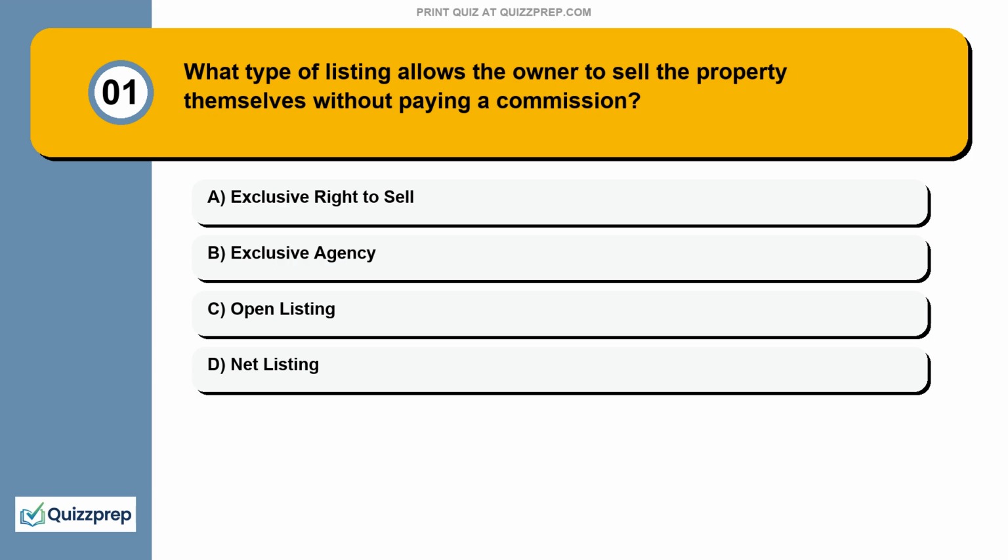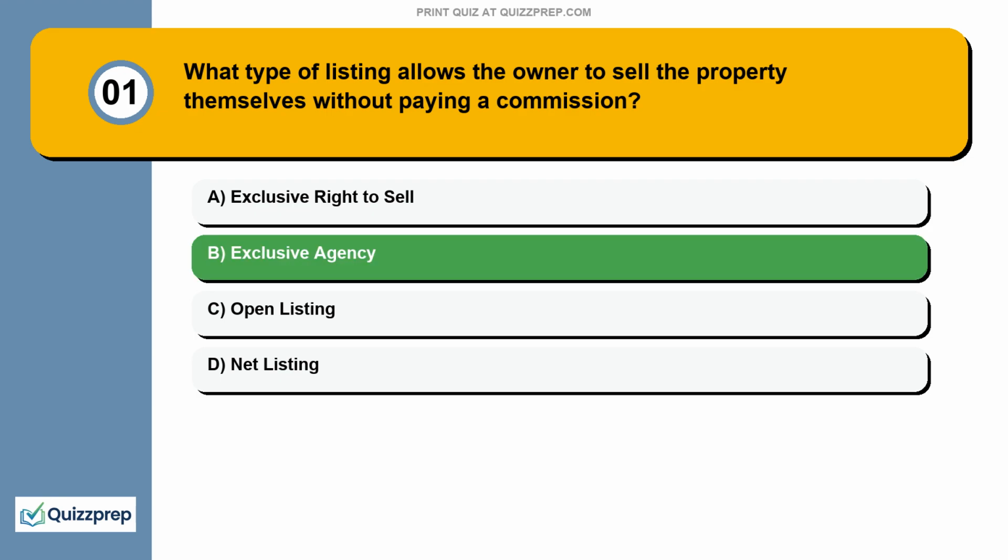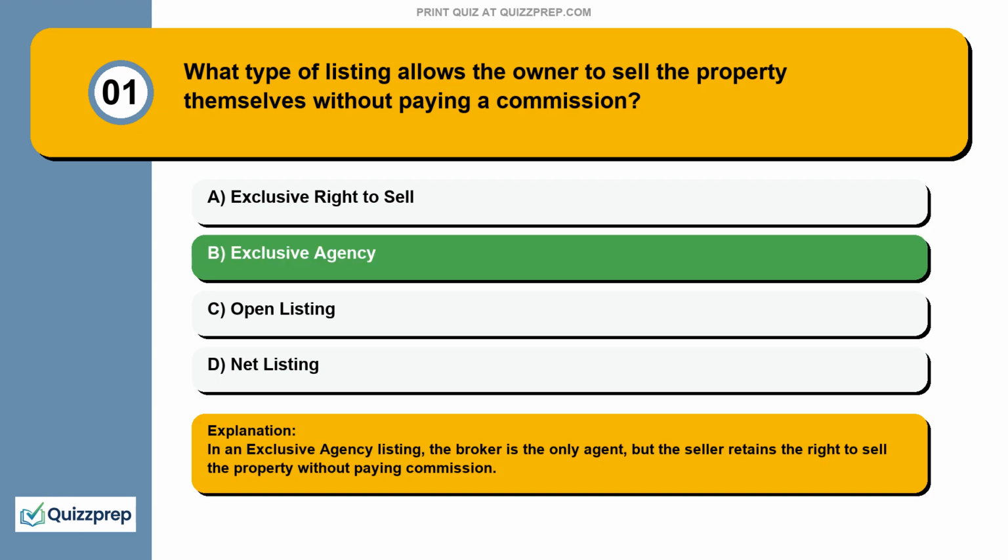Question 1. What type of listing allows the owner to sell the property themselves without paying a commission? Exclusive right to sell, exclusive agency, open listing, net listing. In an exclusive agency listing, the broker is the only agent, but the seller retains the right to sell the property without paying commission.